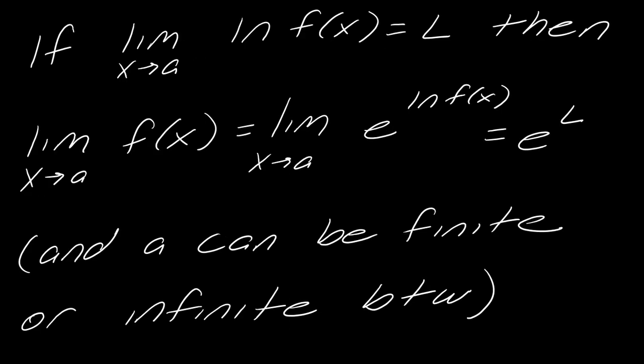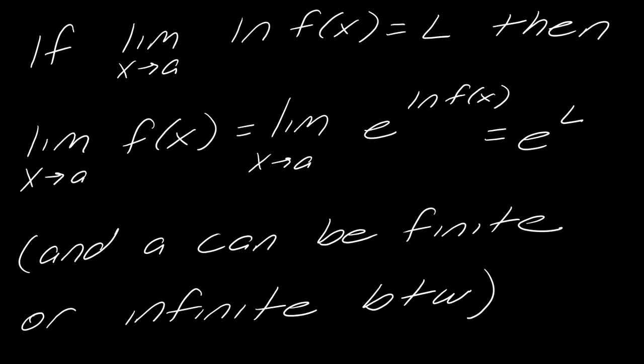So the idea here is that if the limit as x approaches a of the natural log of f of x equals L, then the limit as x approaches a of f of x equals the limit as x approaches a of e to the natural log of f of x, which equals e to the L. And this can be for a finite or infinite limit, by the way. So what the heck does this mean? Don't worry, we're going to totally unpack all of this.